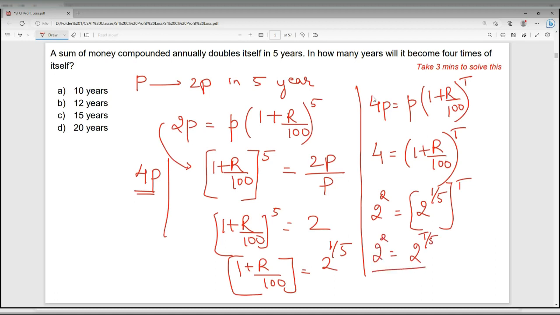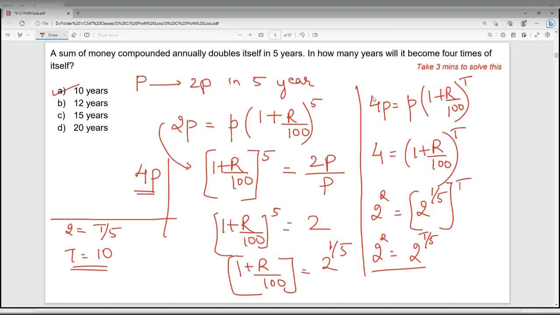So since the bases are the same, the powers should also be the same. So we know that 2 is equal to t by 5, t is equal to 10. So the correct answer is option A.